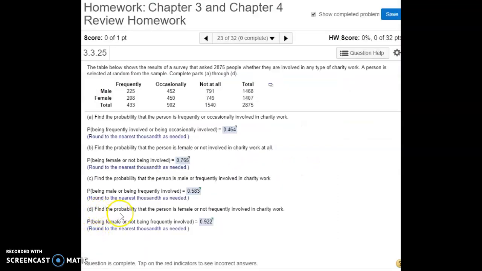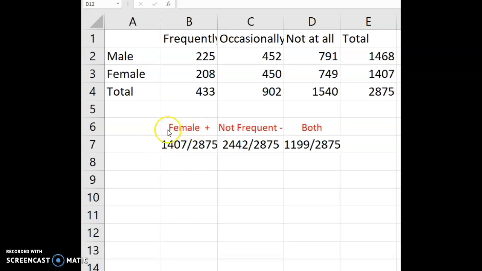And part D, the probability that a person is female or not frequently involved. The probability of being female, you would take the number of females out of the total. That's the probability of being female. For not frequently involved, that probability takes a little bit of math here because we only have the total for frequently. For not frequently involved would be every other person.